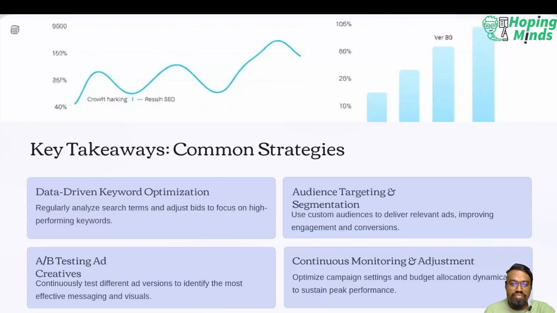Now the common takeaways: data-driven keyword optimization, regularly analyze search terms and adjust bids to focus on high-performing keywords. A/B testing of ad creatives: continuously test different ad versions to identify the most effective messaging and visuals. Audience targeting and segmentation: use custom audiences to deliver relevant ads, improving engagement and conversions. Continuous monitoring and adjustment: optimize the campaign settings and budget allocation dynamically to sustain peak performance.